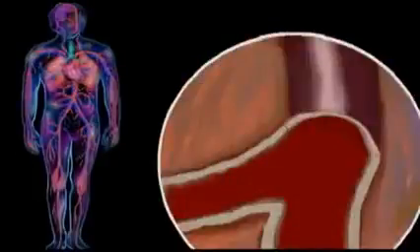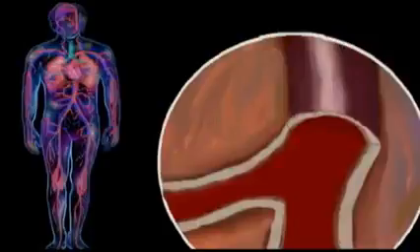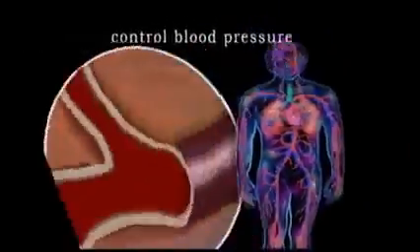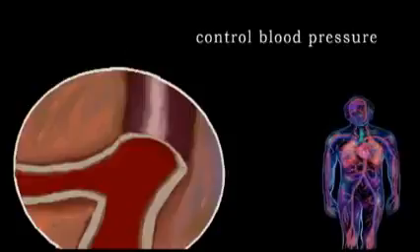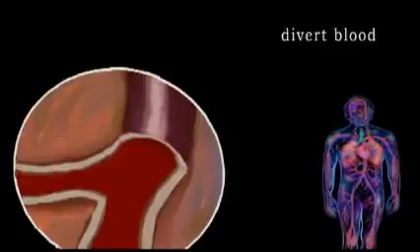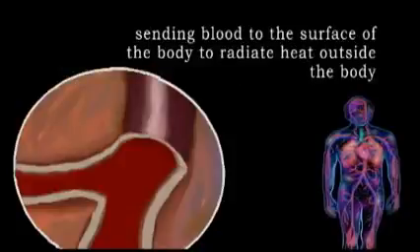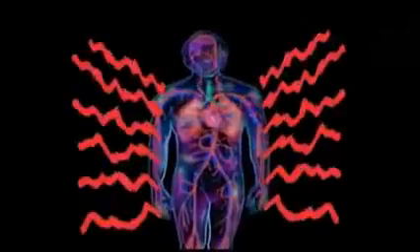For example, the smooth muscle tissue surrounding your blood vessels can contract to constrict the blood vessels and make it harder for blood to flow to certain areas. This can control blood pressure and divert blood to where it is most needed, such as sending blood to the surface of the body to radiate heat outside the body.